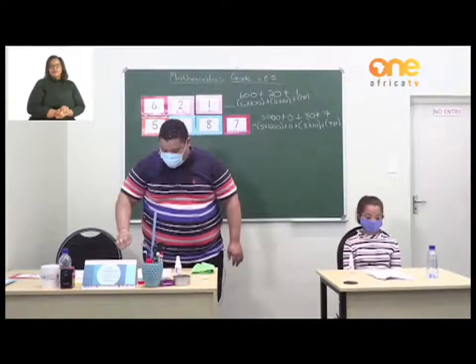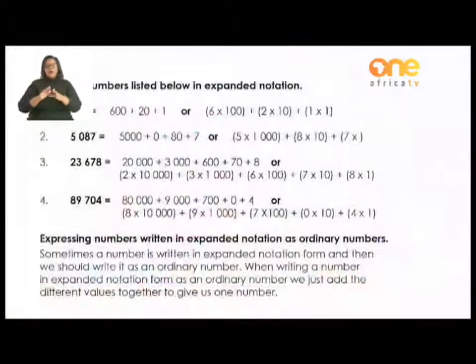Now, going back to our book, we will see there are lots more examples. Let's see number 3. 23,678. That is equal to 20,000 plus 3,000 plus 600 plus 70 plus 8. Or if we use the multiplication, it's 2 times 10,000 plus 3 times 1,000 plus 6 times 100 plus 7 times 10 plus 8 times 1.